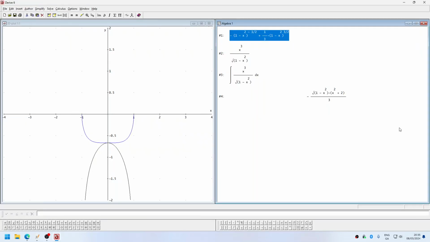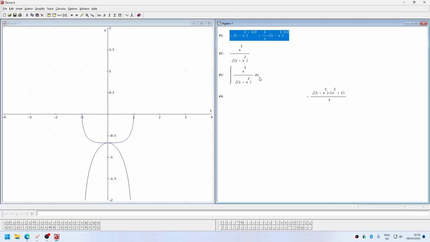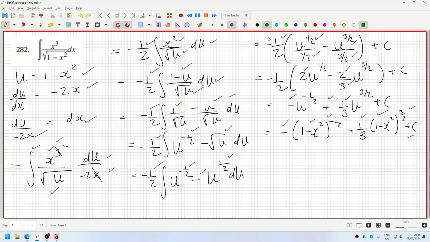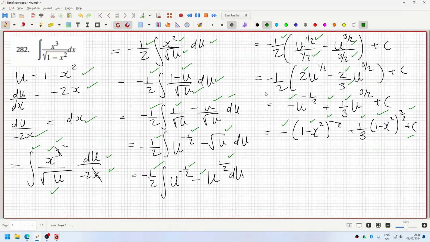That looks right to me. Integrate x cubed over root 1 minus x squared dx, and then 1 minus x squared power minus a half plus a third, 1 minus x squared power 3 over 2. So is there a plus minus issue going on here with the roots? I'm going to pause this and try a different tool.